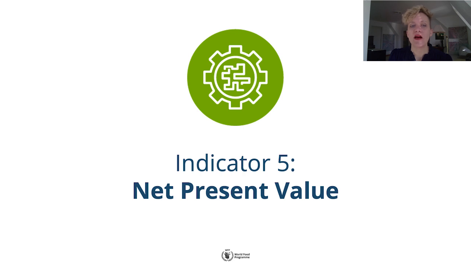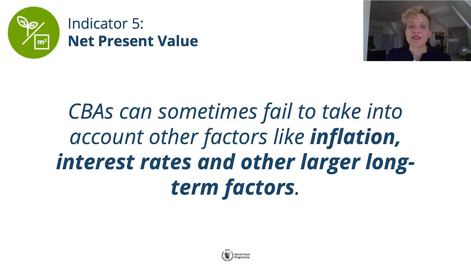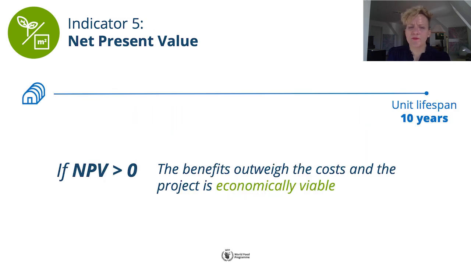And then indicator number 5, the net present value. Since we're looking at a longer time span, CBAs can sometimes fail to take into account other factors like inflation, interest rates, and other larger, more long-term factors. This is why it is advisable to add the net present value formula to have additional ways of comparing your options. Imagine your hydroponics unit has a lifespan of 10 years. And then you basically just value the benefits that are created over time differently. If the net present value is larger than 0, the benefits outweigh the cost and the project is economically viable.